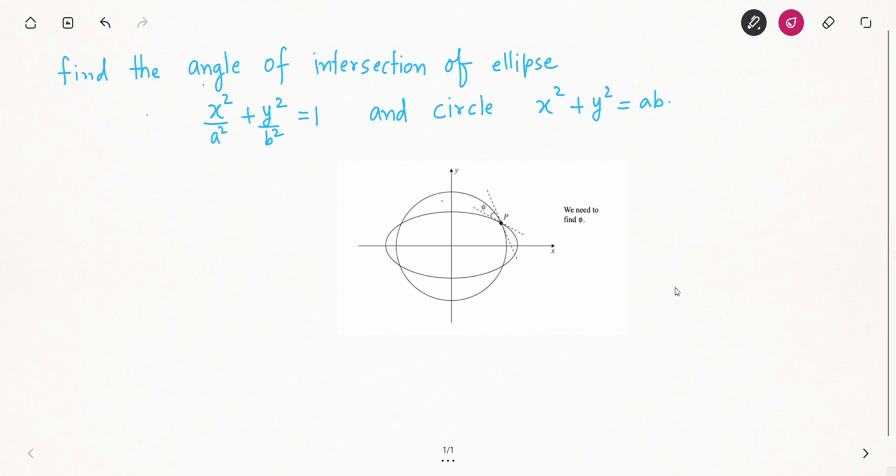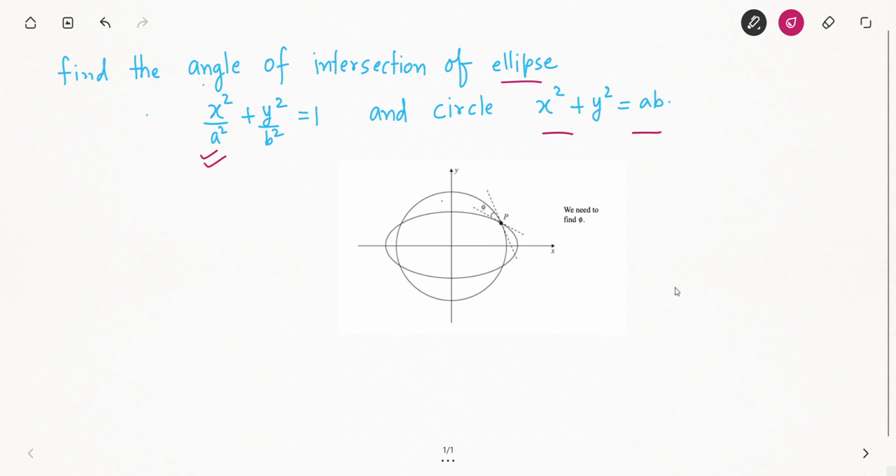Hello dear students, today we have a question written on the screen. The question says: find the angle of intersection of the ellipse, with the standard equation, and the circle x square plus y square is equal to AB. So basically, what do we mean by angle of intersection?